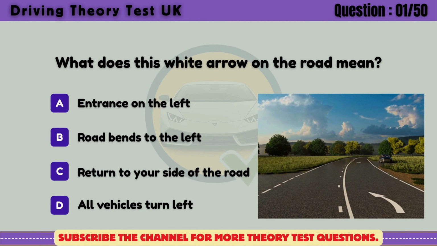Question 1. What does this white arrow on the road mean? Option A. Entrance on the left. B. Road bends to the left. C. Return to your side of the road. D. All vehicles turn left.